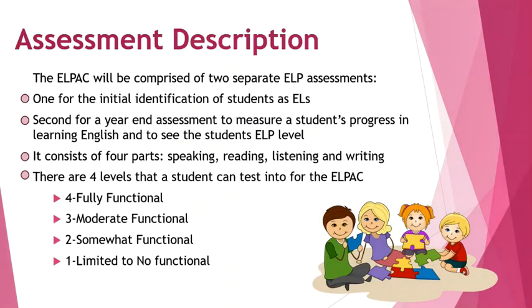The ELPAC will be given 2 times during the year, one at the beginning of the year for the identification of the student as an English learner, and the second is for their year-end assessment to measure the student's progress in learning English and to see the student's ELP level. The ELPAC consists of 4 parts: speaking, reading, listening, and writing. There are 4 levels that a student can test into for the ELPAC.